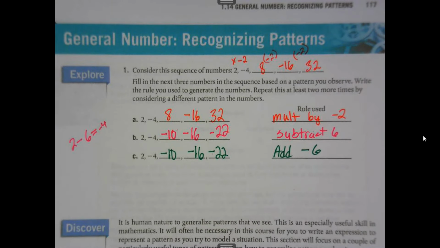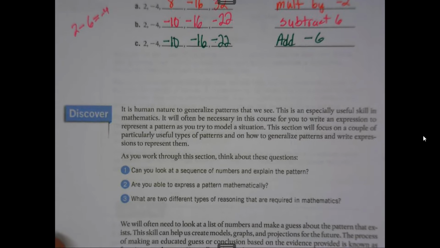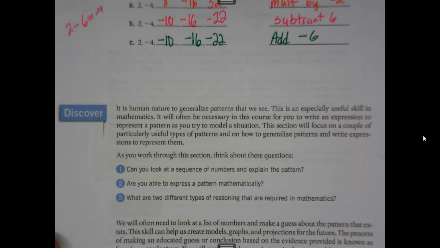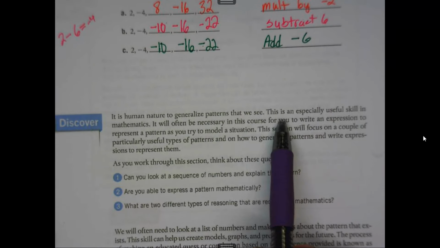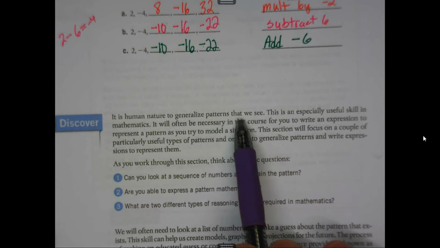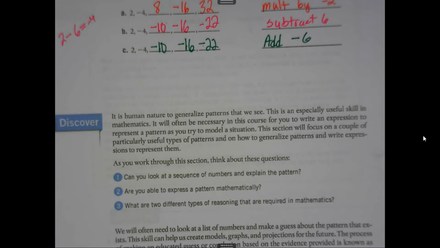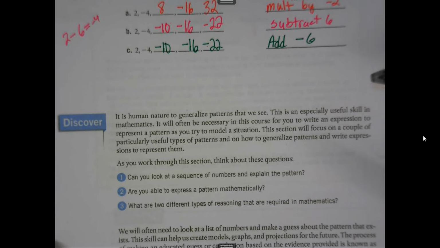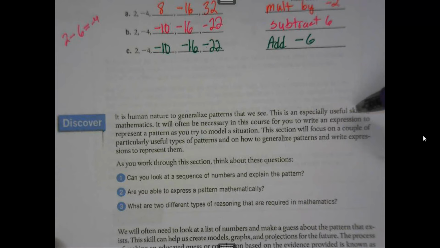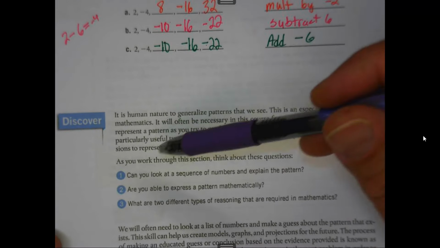Okay, so let's see what we got here. It says it's in human nature to generalize patterns. That, by the way, is pretty much what mathematics is. It's generalizing patterns. That's what algebra is. That's why we have those unknown variables, because we like to generalize formulas so that we can stick any value in for that variable. It's often necessary in this course to generalize patterns and write expressions too. Okay. Well, let's keep going.